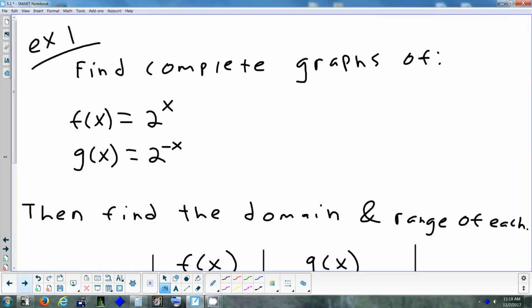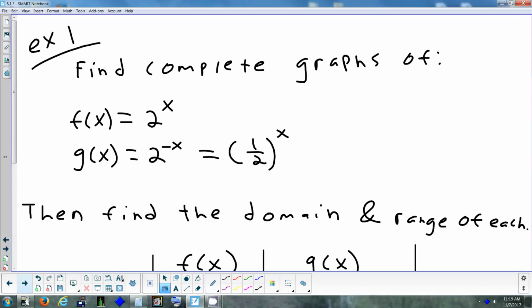Okay, so let's try it on this one. They want us to compare these two graphs, but the best way to compare them is if the exponents are both positive. So how would I rewrite 2 to the negative x with a positive x? Yep. In parentheses, 1/2, and then the x. So 1/2 to the x. Any question on that?